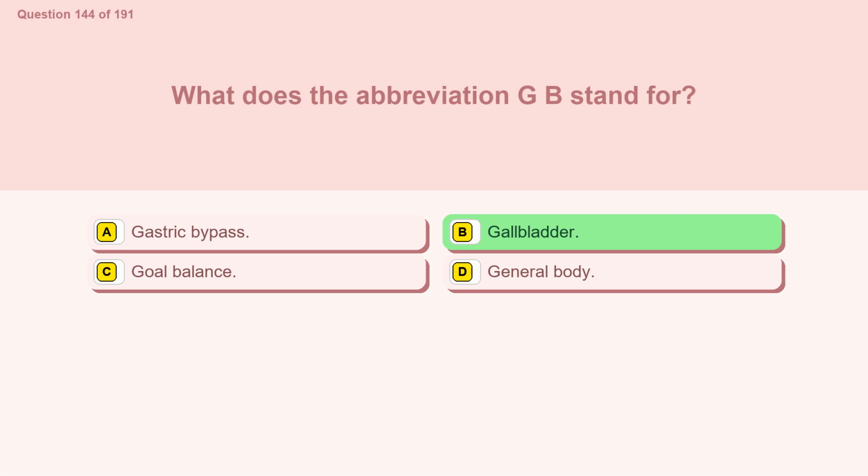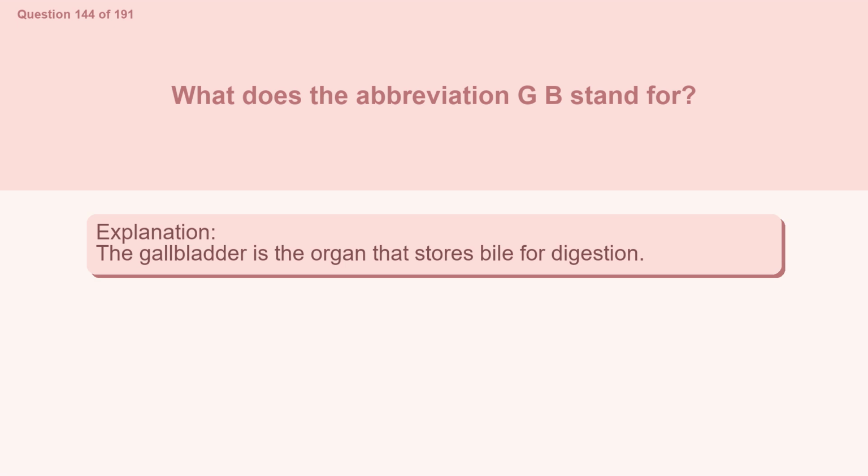The correct answer is option B, gallbladder. The gallbladder is the organ that stores bile for digestion.